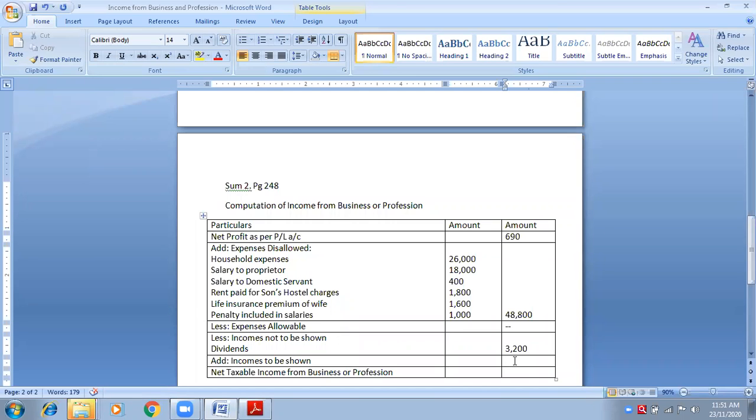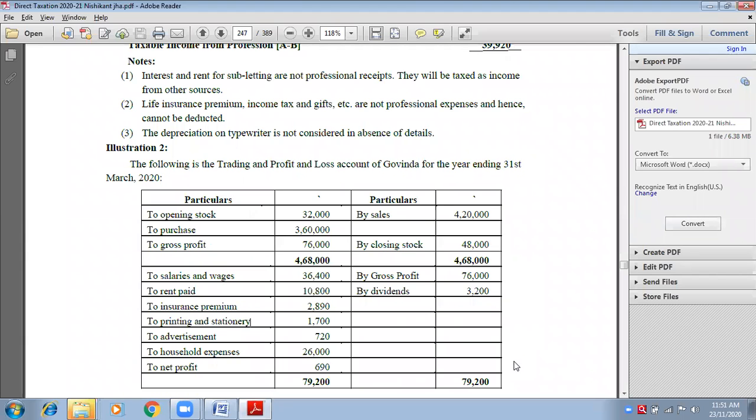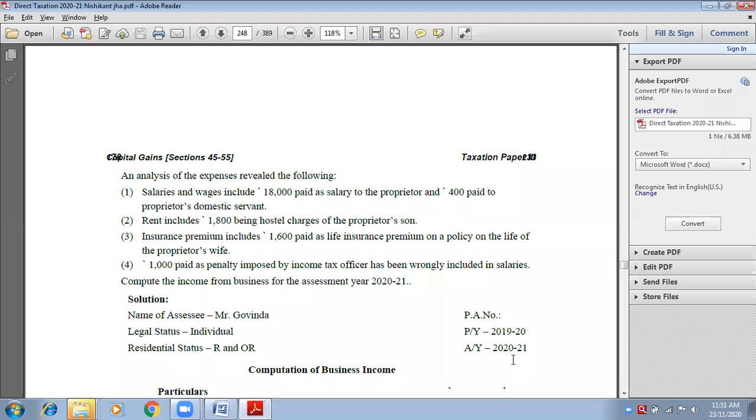Last, add incomes to be shown. These are those incomes that were not shown in the P&L by mistake, and they are related to the business. We need to show them, but they are not shown in the P&L. We forgot to show them. So they will be available only and only in the adjustments.